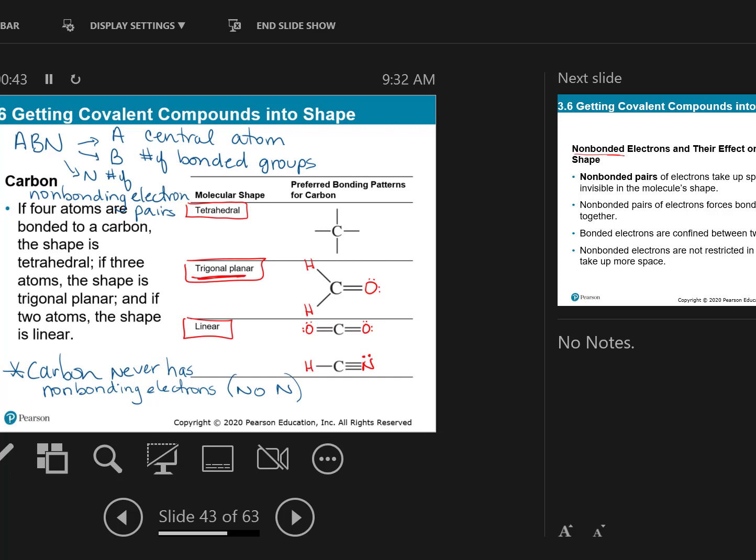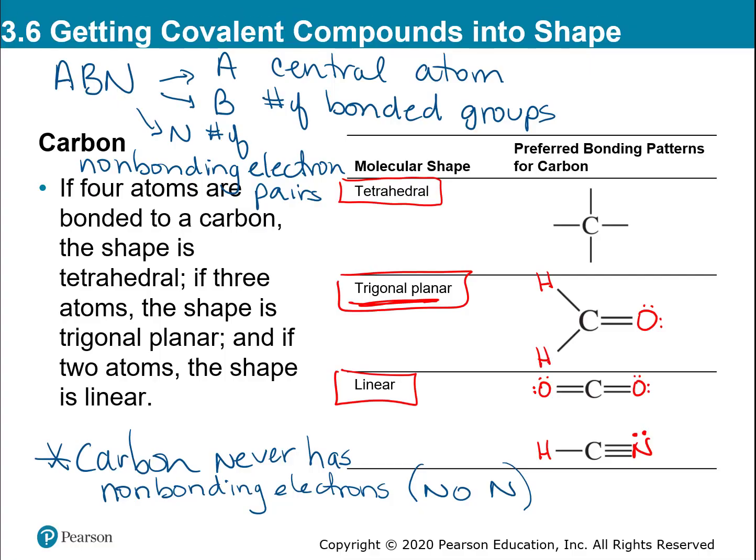If carbon has 4 single bonds, like in the first example, CH4, then for AB-N the A would be the carbon. The A is always an A. It's never going to have any other number. It's a reminder to look at the central atom. B is how many groups are connected to the central atom.